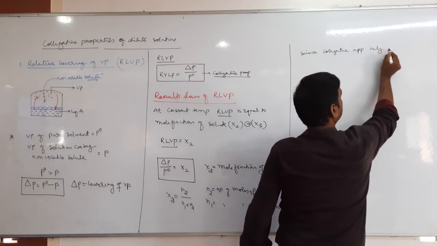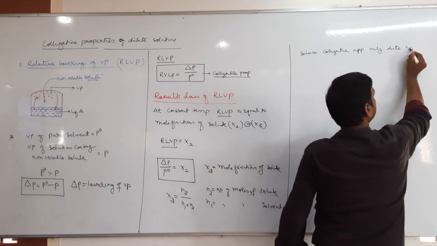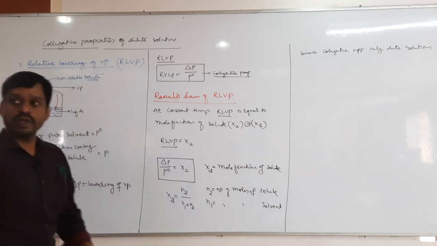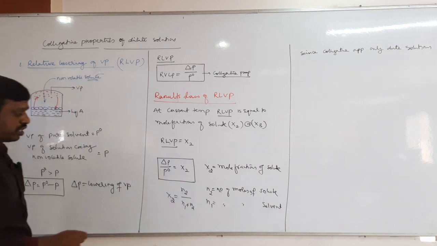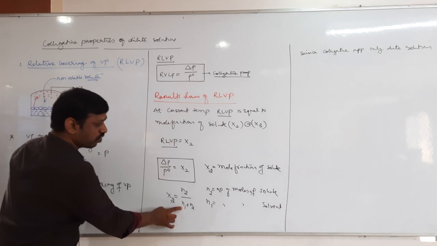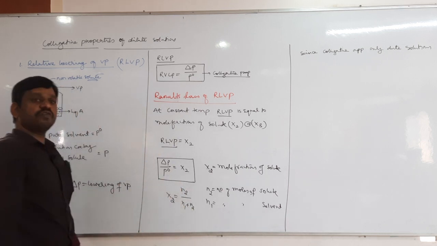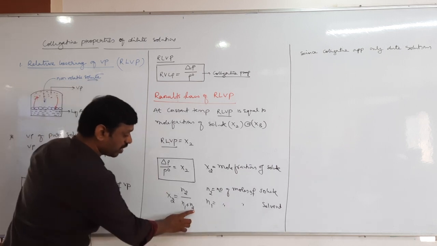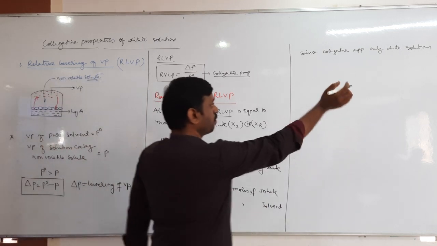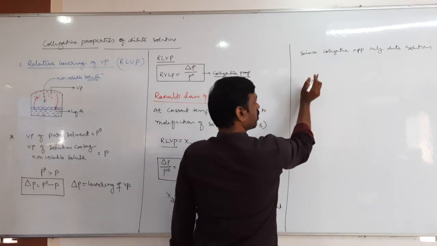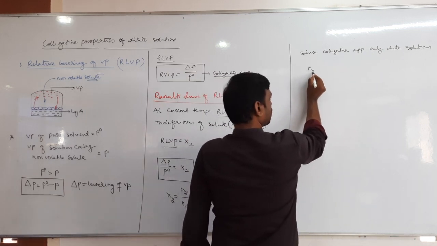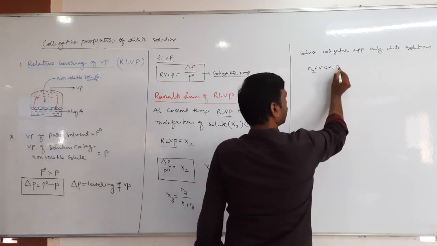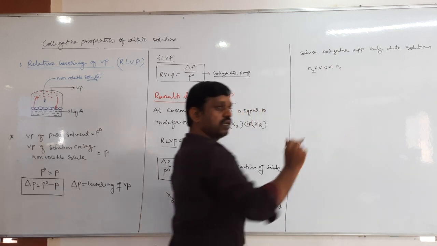Only dilute solutions. Yes or no? Dilute solutions. Since colligative properties are applicable for dilute solutions, in a dilute solution the number of moles of solvent, N1, is very large compared to the number of moles of solute. The number of moles of solute, N2, is always much lesser than N1, or N1 is much greater than N2.